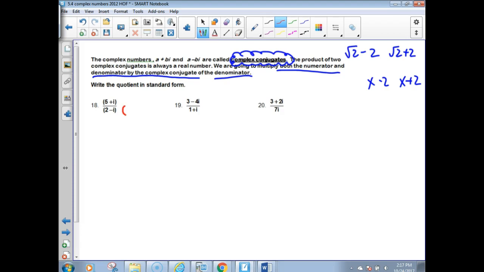All right, so we're going to multiply by 2 plus i. And what you do to the top, you must do to the bottom. The top and the bottom have to have the same thing done to them. If you do it to the bottom, you do it to the top.